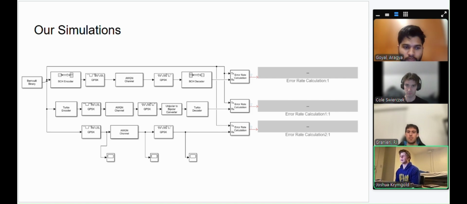The AWGN channel generates white noise. We set that to use SNR, so we could modify SNR because that is our control variable for our simulation and research. Then for the turbo encoder, we use a trellis of 13, 15, 1, 3, 1, 5, 1, 7. These are octal. And we use a message of length 20. For the BCH encoder, we use a code word length of 20 as well as a message length of 5.